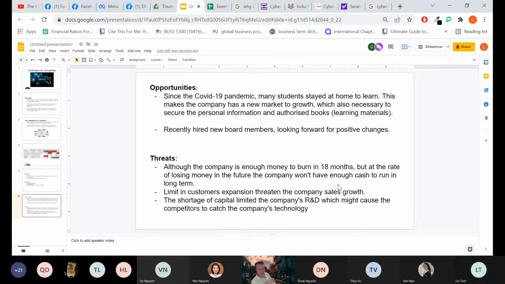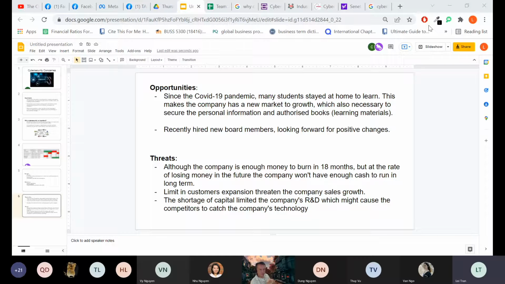About the opportunities, since the COVID-19 pandemic, many students stay at home to learn. This gives the company a new market to grow, which is also necessary to secure the personal information of the students and the authorized books, as well as the learning materials. And recently hired new board members are looking forward to positive changes.